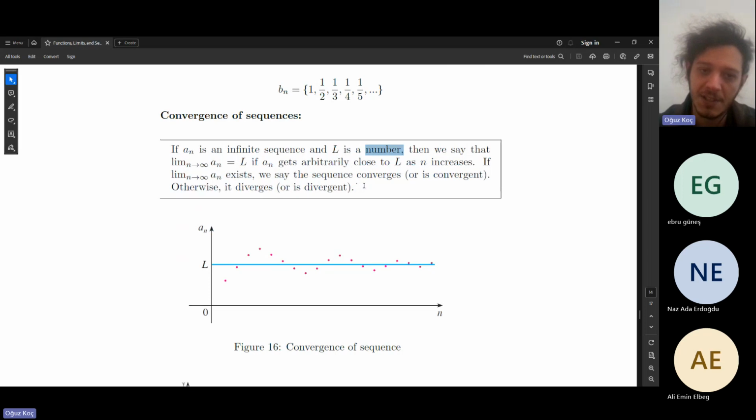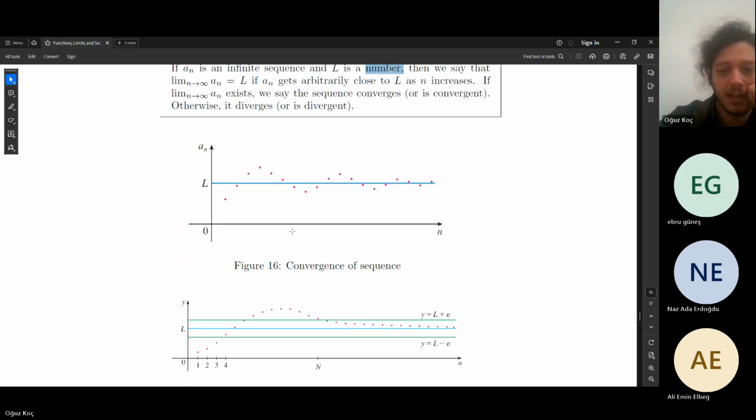It's actually very similar to the limits definition. If the limit of a_n as n goes to infinity exists, we say that the sequence converges, or the sequence is convergent. Otherwise, it diverges, and also it is divergent. We can illustrate it in the figure.